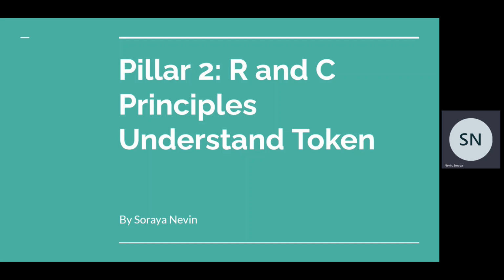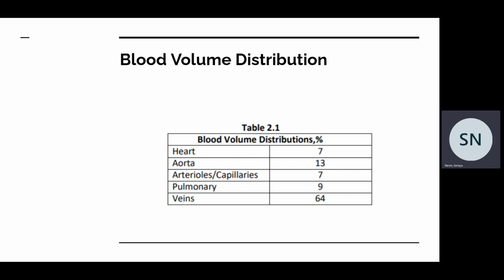Pillar 2, RNC principles, understand token. First, we have blood volume distribution. Most of the blood is in the venous system. You can see the breakdown in this chart.